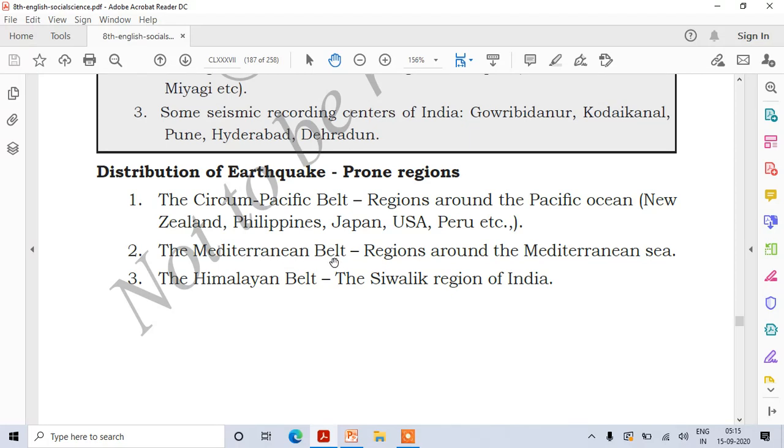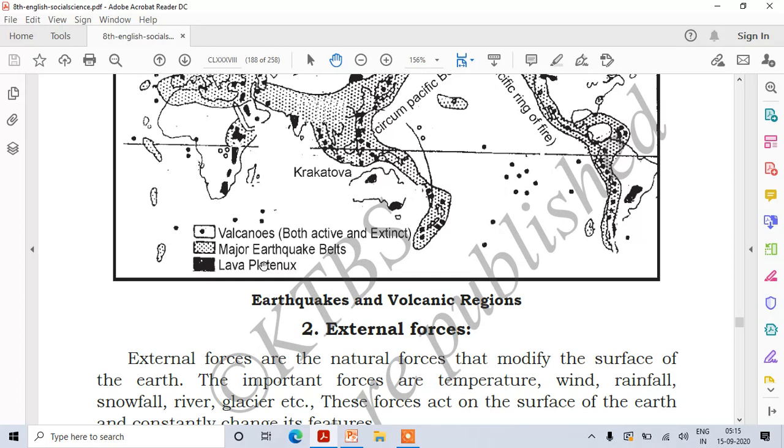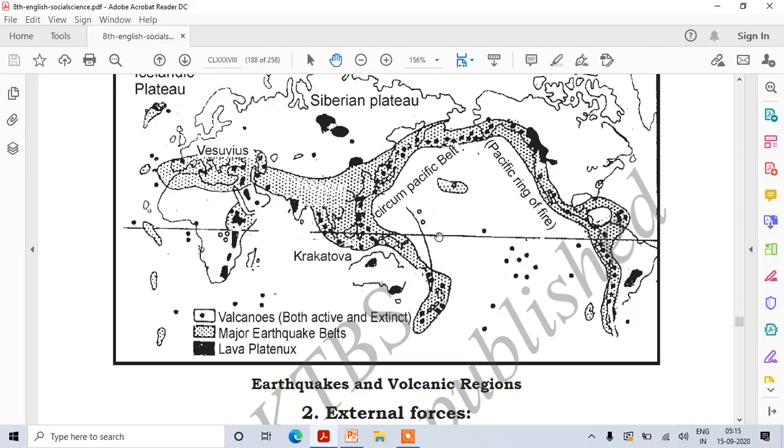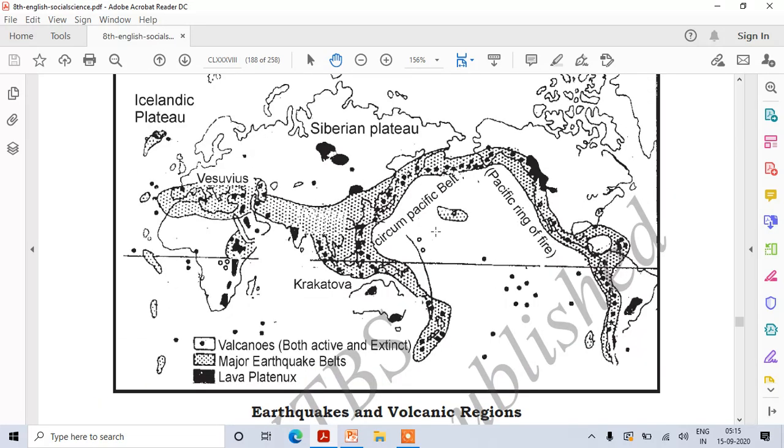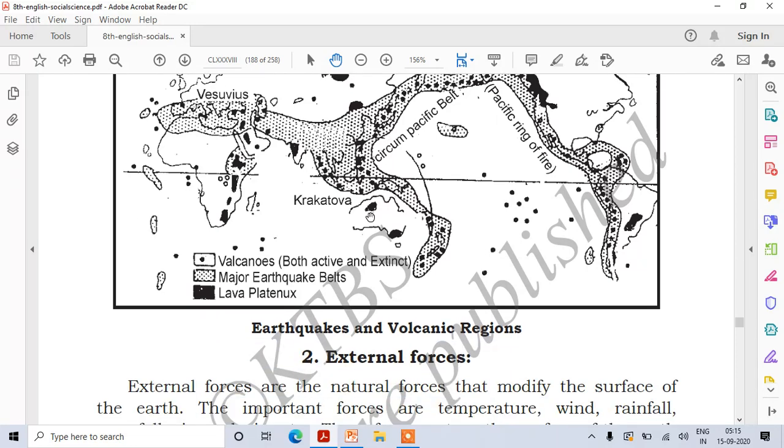The Mediterranean Belt, regions around the Mediterranean Sea, and the Himalayan Belt, the Shivalik region of India. So these are the earthquake prone areas. You can look at the map given over there. These areas are major earthquake belts. Then this dot type of structure you can see over there, volcanoes can occur.